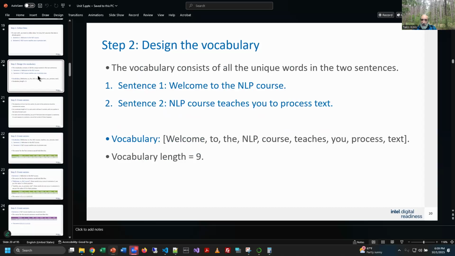All right, so it says the vocabulary consists of all the unique words in the 2 sentences. So I take all the words out and put them into one. Notice it's a Python list, right? Square brackets and comma separated. We got welcome to the NLP course teaches you process text. Now, granted, how did they put them into that structure? Well, the order in which they came in the sentences. But after a while, you can imagine if I had sentence 3, 4, 5, and 25 or whatever, the jumble of words would become more jumbled, right? Even though some of the order is preserved. But based on those 2 sentences, we have a vocabulary length of 9. So we have 9 unique words inside there.